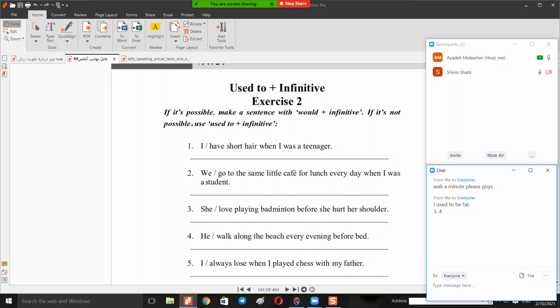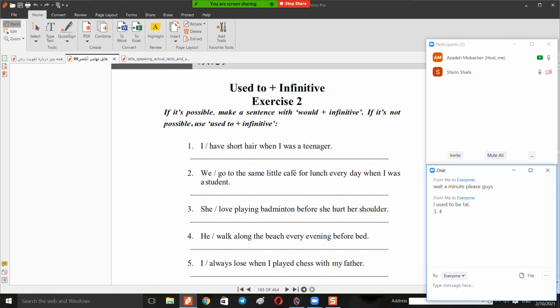Because in the answer you typed, you would go to the same little cafe. I see. Okay, we should correct that. Did I say that it's only would, or was there just would there? Let me see. Page 183, number 2. We would go to the same little cafe when I was... Okay. We need to add used to here too. Thank you very much.